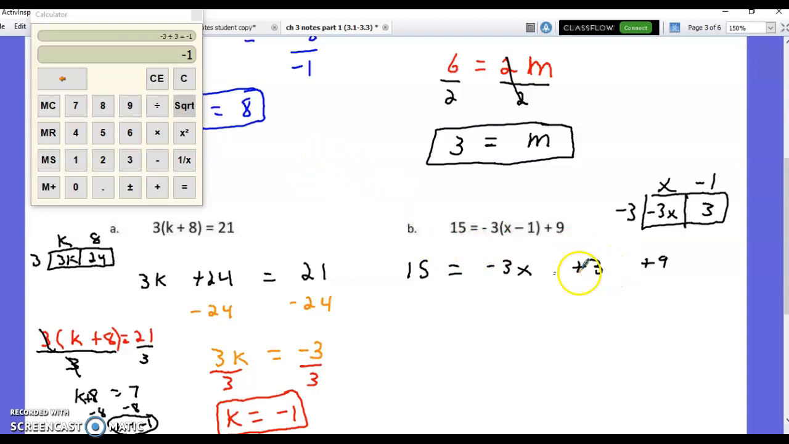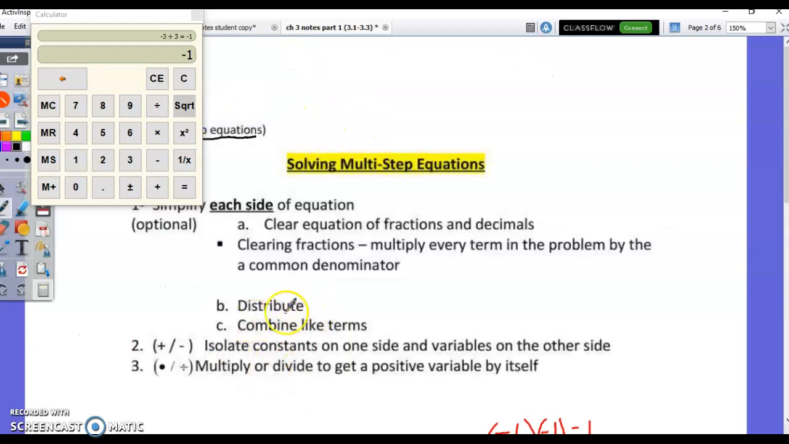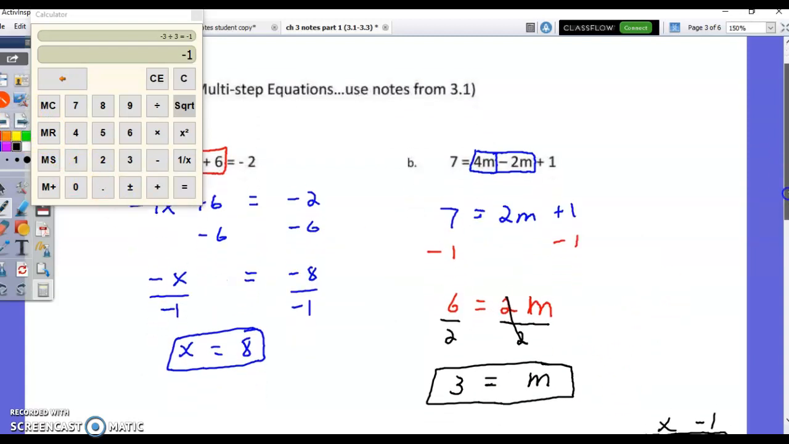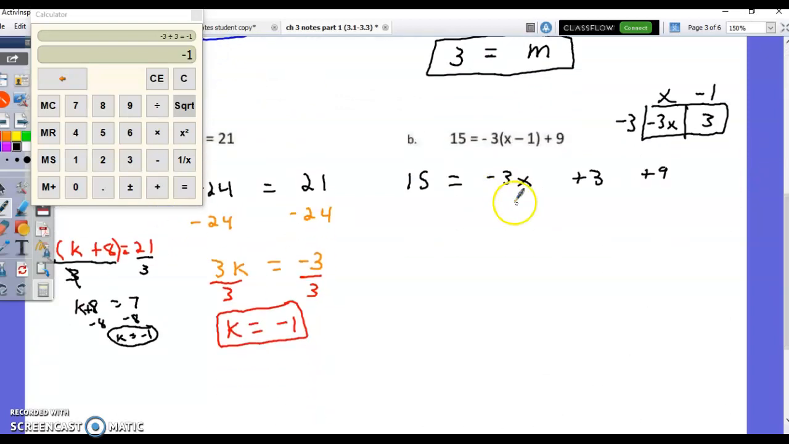All right, so now this was what we just did, distribute, and part of our notes, I'm going to go back one more time, is that after we distribute, we can combine like terms if we have any. So distribute, combine like terms. So you notice the like terms that I have over here, it kind of makes it a problem like this, right? So I have a positive 3 and I have a positive 9. So now I can rewrite this. 15 equals negative 3x, and then 3 and 9 is a positive 12.